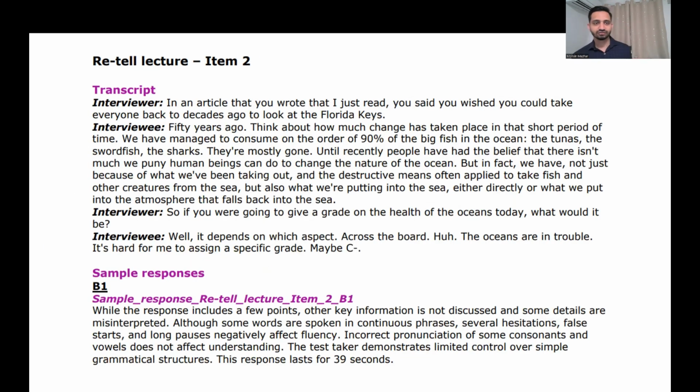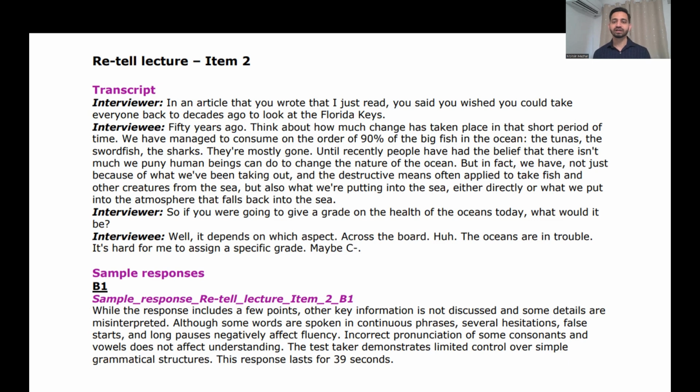Okay, let's look at the transcript. I'm going to read it out quickly, and then we'll talk about the responses. Interviewer: In an article that you wrote that I just read, you said you wished you could take everyone back decades ago to look at the Florida Keys. Interviewee: 50 years ago, think about how much change has taken place in the short period of time. We have managed to consume on the order of 90% of the big fish in the ocean, the tunas and the swordfish, the sharks. They're almost gone.